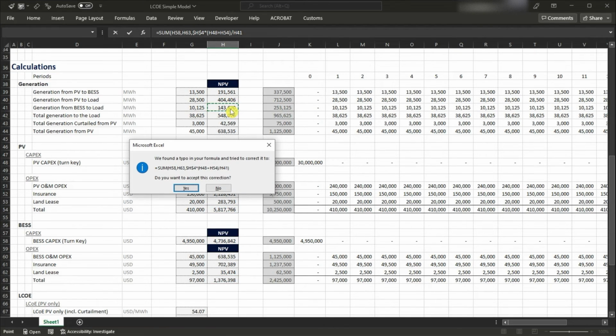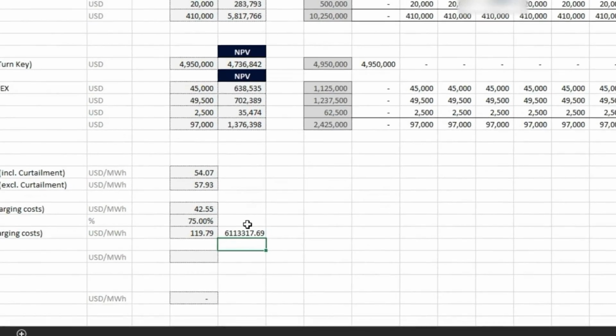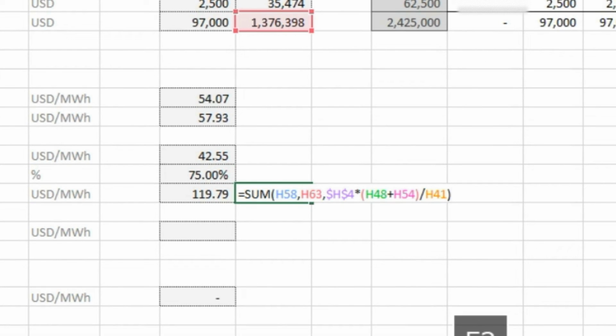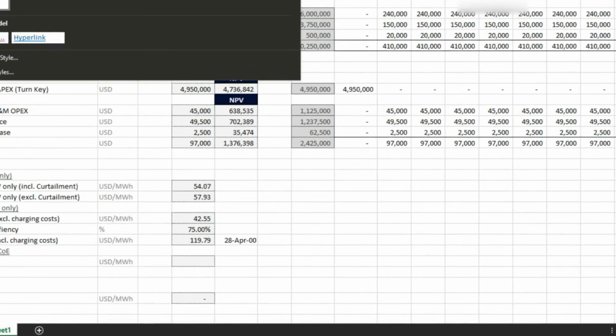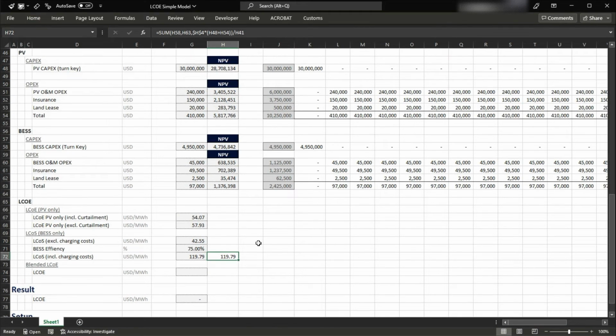Let me see what I did wrong. There's something wrong here. I have to close one more parenthesis here, and I have to delete here. Let me see. Yeah, that's correct. So as you can see here, both numbers are the same.